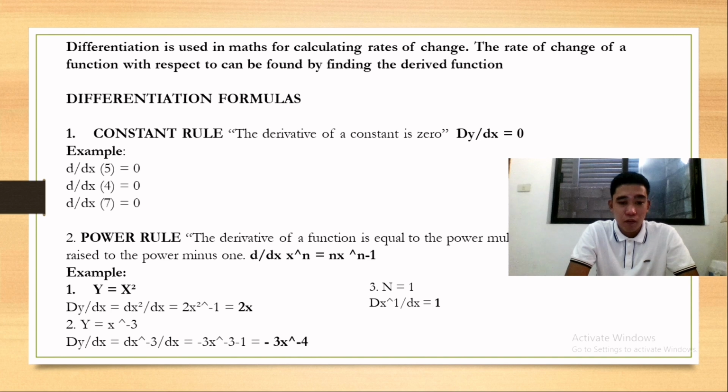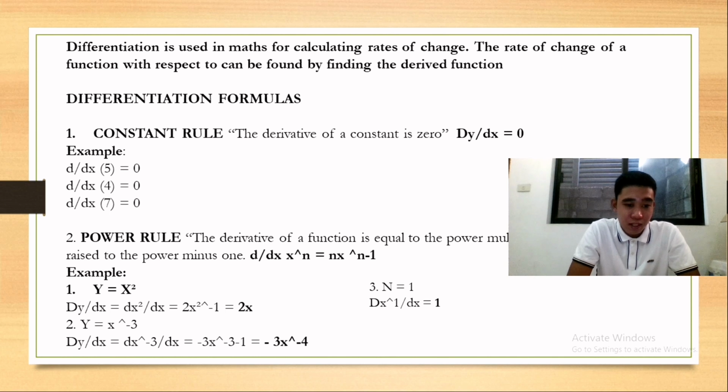Number 2, power rule. The derivative of a function is equal to the power multiplied by the function raised to the power minus 1. d over dx of x to the n equals n x to the n minus 1. Example, y equals x squared. dy over dx equals d of x squared over dx equals 2x squared. Tapos yung exponent, ima-minus na natin ng 1. 2 minus 1, equals 2x.